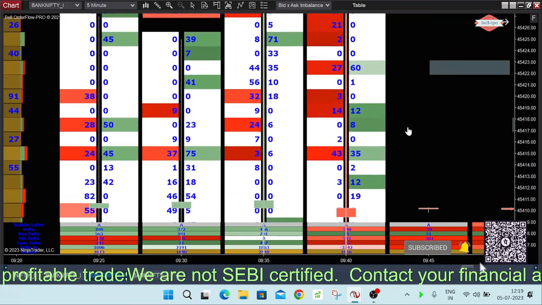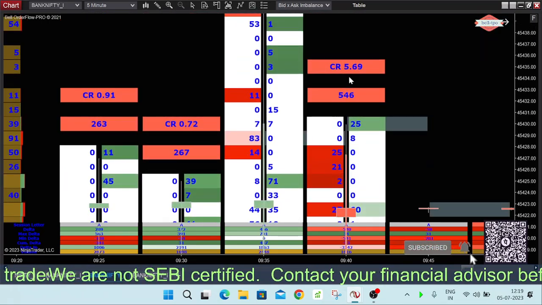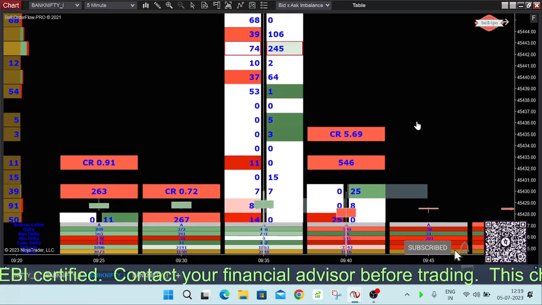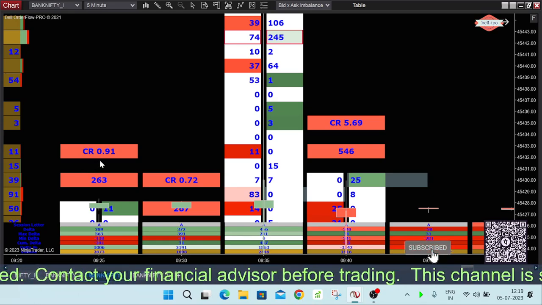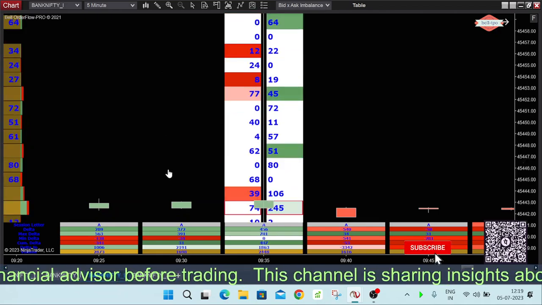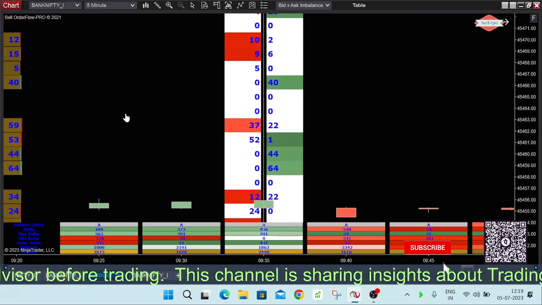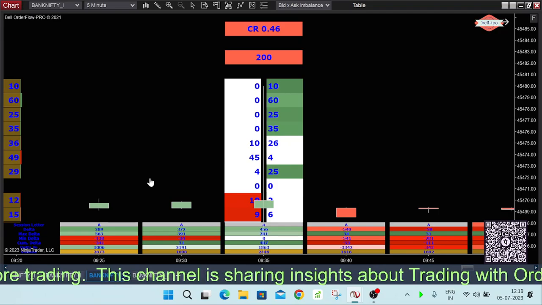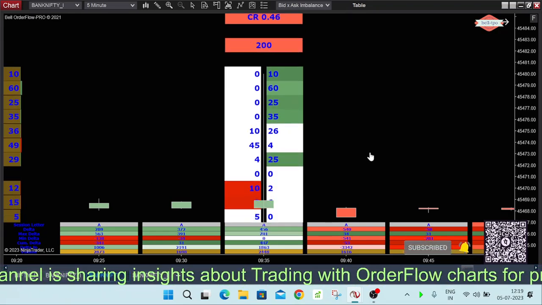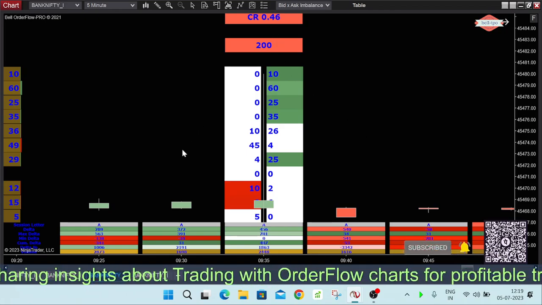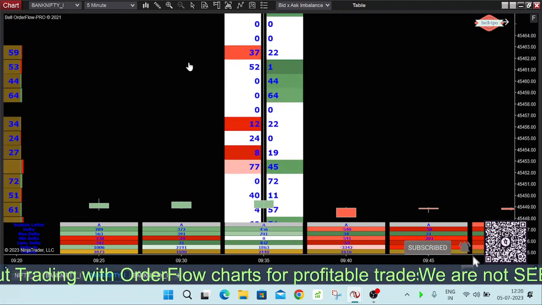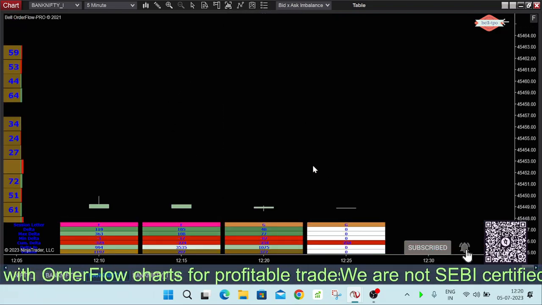And now I'm going to see, since the COT ratio is 5.69. See, for example, here the COT ratio is 0.91, 0.72, and here it is even lesser, I think 0.72, and here it is 0.46. What is the understanding there? That the sellers are increasing and the buyers are decreasing.